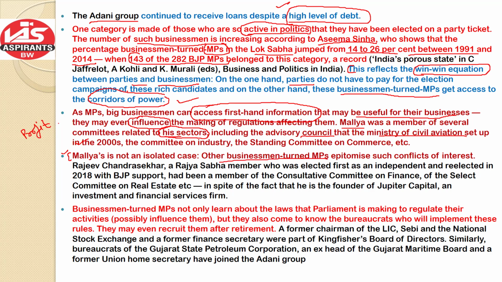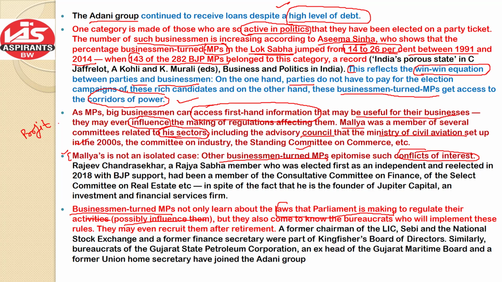Other businessmen turned MPs also have such conflicts of interest, and they are increasing in number in the Lok Sabha. We have just seen that this percentage of businessmen turned MPs in the Lok Sabha has jumped from 14% to 26% between 1991 and 2014. Now the problem is that these businessmen turned MPs have many advantages. They learn about the laws that the parliament is making to regulate their activities, and therefore they influence such policies. That is not the only problem, that they are getting access to first-hand information.